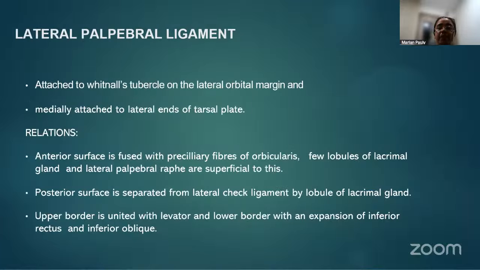Coming to the lateral palpebral ligament, it is attached to Whitnall's tubercle at the lateral orbital margin and medially attached to the lateral end of the tarsal plate. The anterior surface is fused with preciliary fibers of orbicularis; a few lobules of the lacrimal gland and the lateral palpebral raphe are superficial to this. The posterior surface is separated from the lateral check ligament by a lobule of the lacrimal gland.